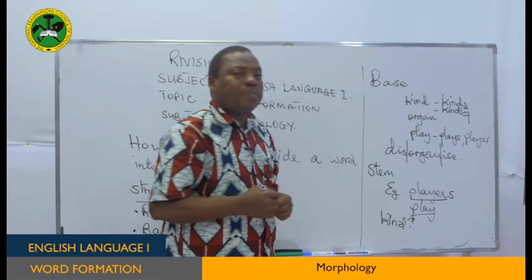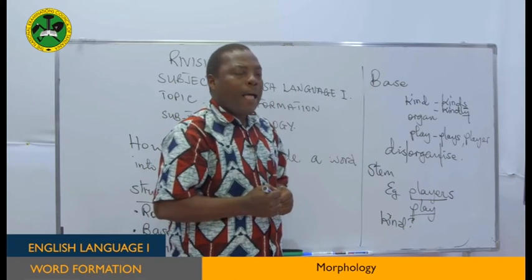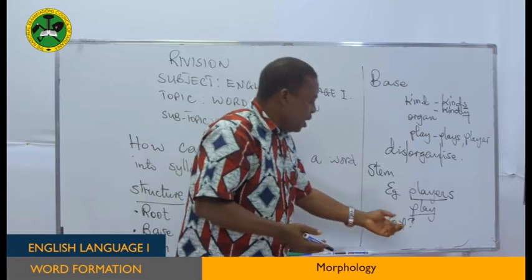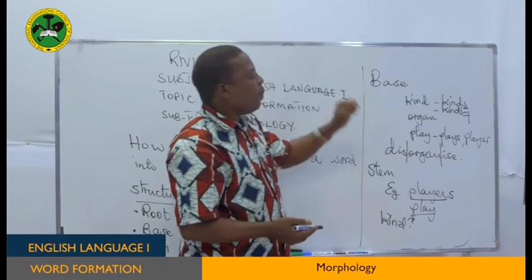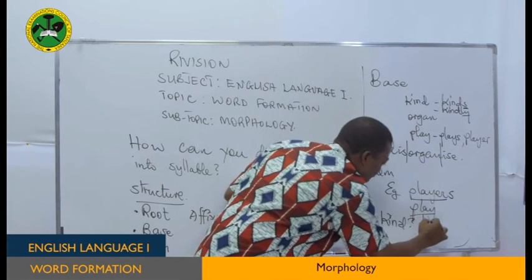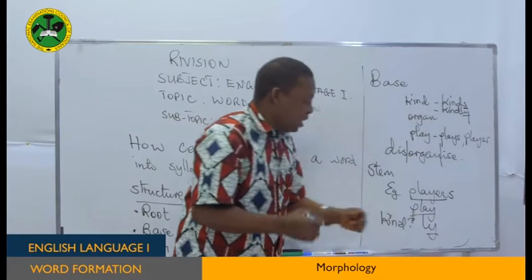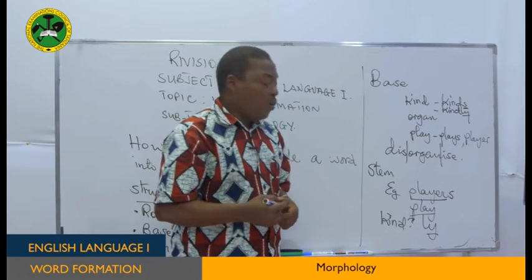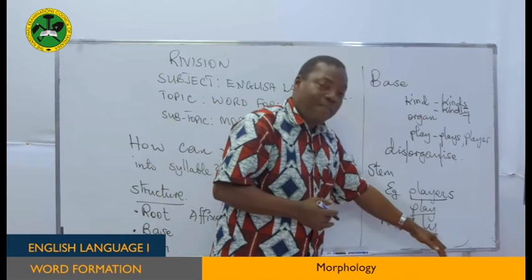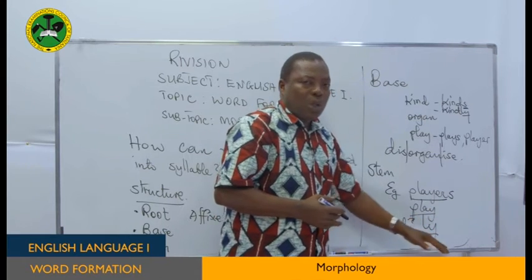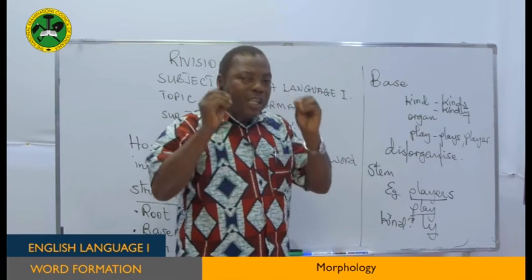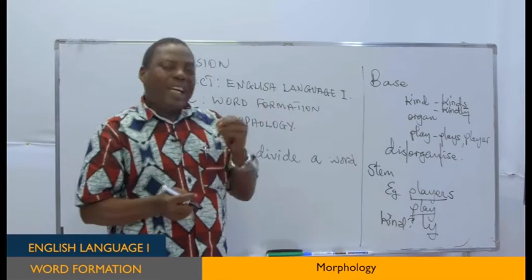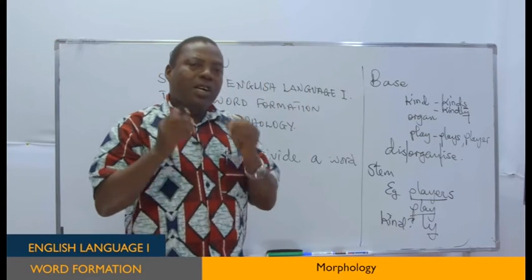Is it a stem? The answer becomes no. Why? Because the word kind had the possibility of accepting the ly, which is said to be a derivational attachment, or a derivational affix. So in that case, we need all the time to have our mind focused on what kind of attachment a word receives.